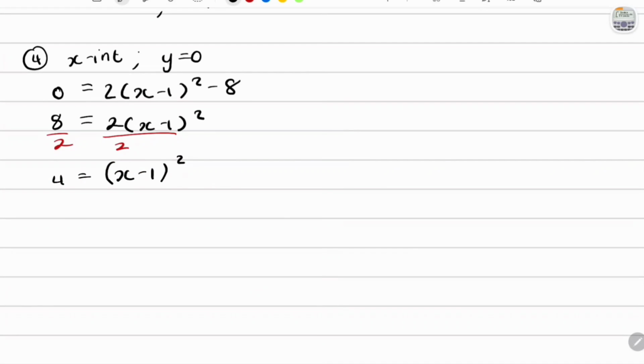Okay, so this is a different way I'm dealing with it. I'm not distributing and simplifying, then solving for x. I'm doing it this way.